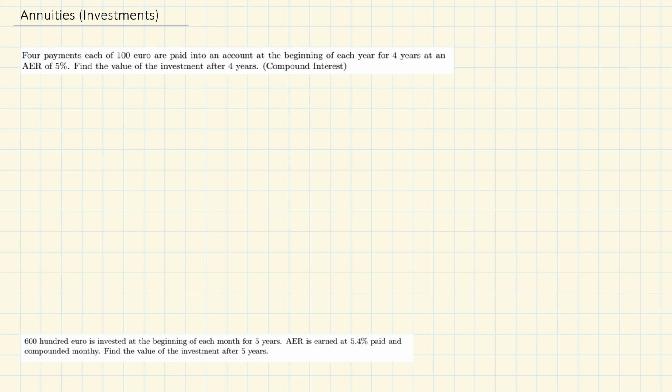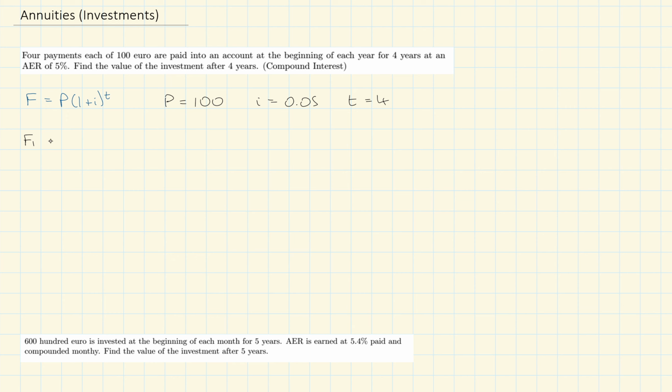So we see here 4 payments of €100 are paid into an account at the beginning of each year for 4 years at an AER of 5%. It's yearly payments and the interest is charged yearly, so that's all okay. We have our formula, F is equal to P times (1 plus i) to the power of t. Now if we have a look at our first payment, we'll call it F1. For each of them, P is 100, the interest rate i is 0.05 and t is equal to 4.